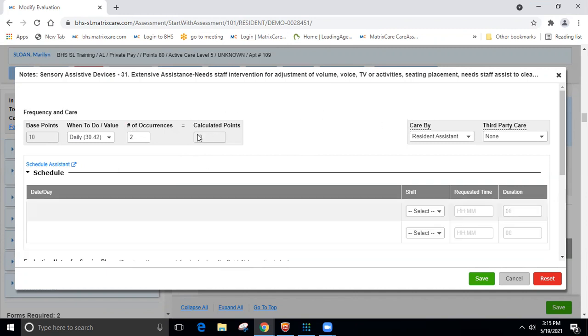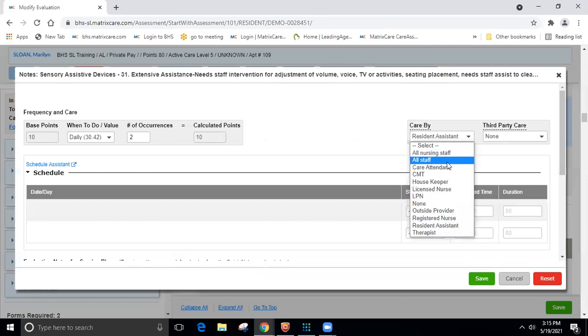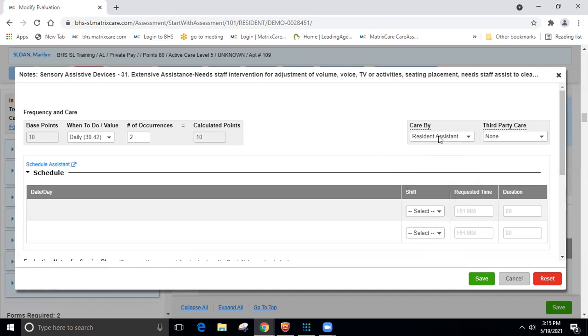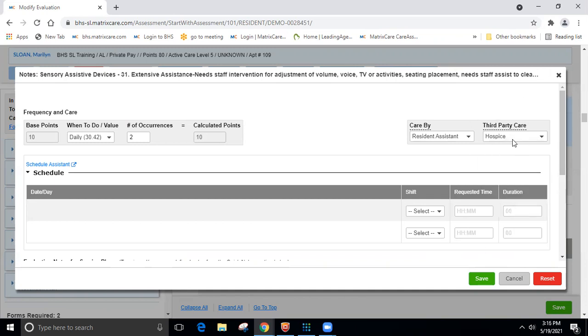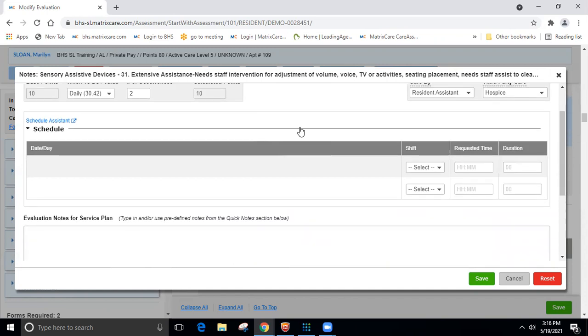You'll see this one does not calculate. It's care by. You have lots of choices, but it does default to the resident assistant because that's the one that's chosen most. There is a third party, so if hospice is involved, they could also be involved in the care plan. You can select a shift, but you don't need to. We can just put a time in, so morning and evening cares, perhaps.